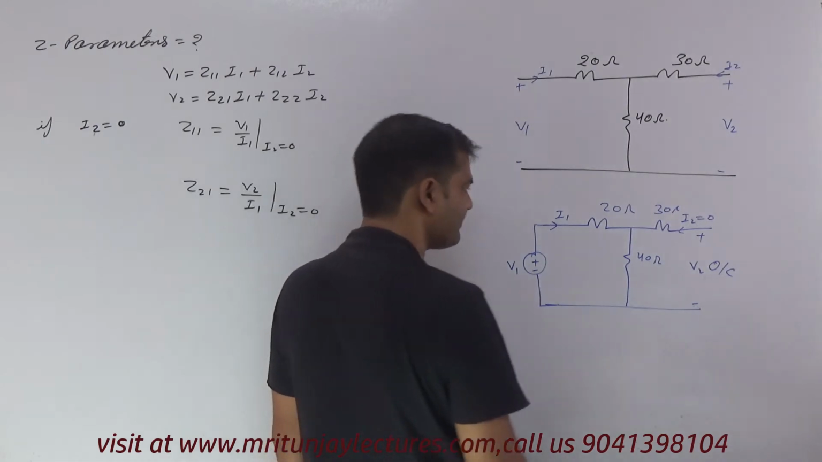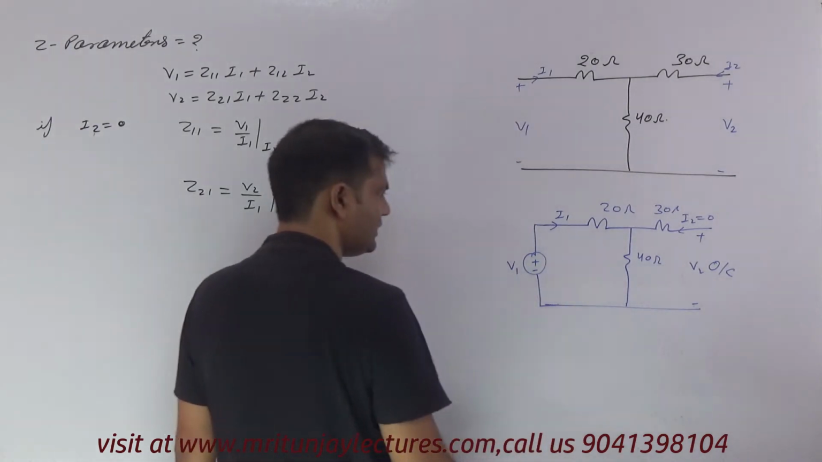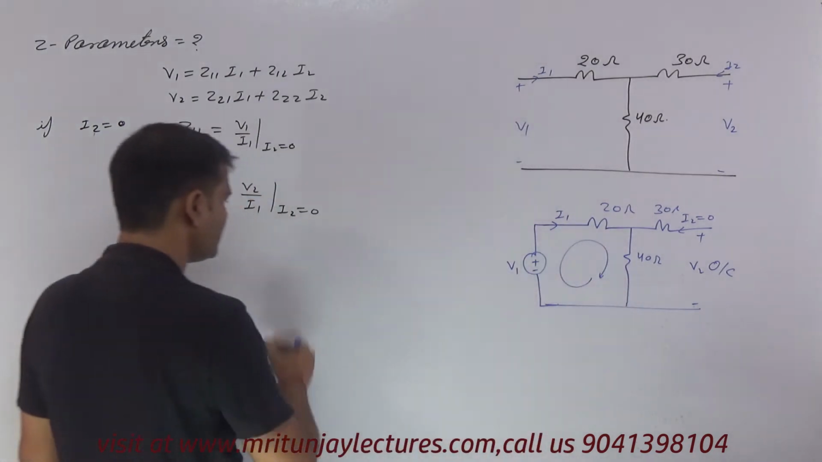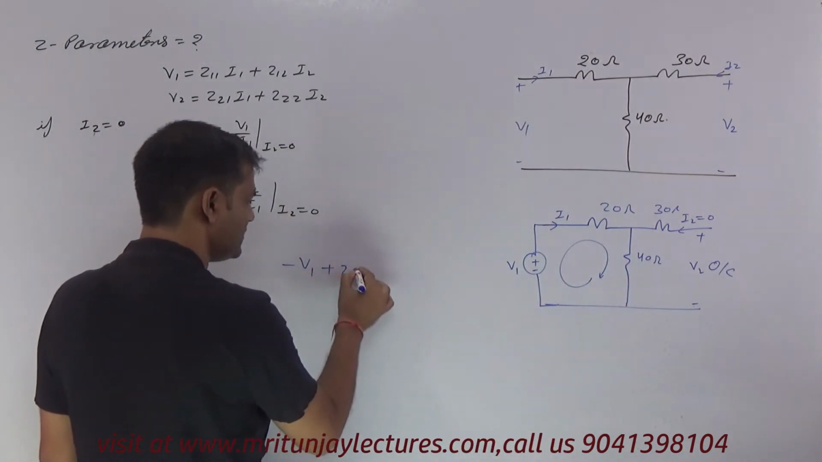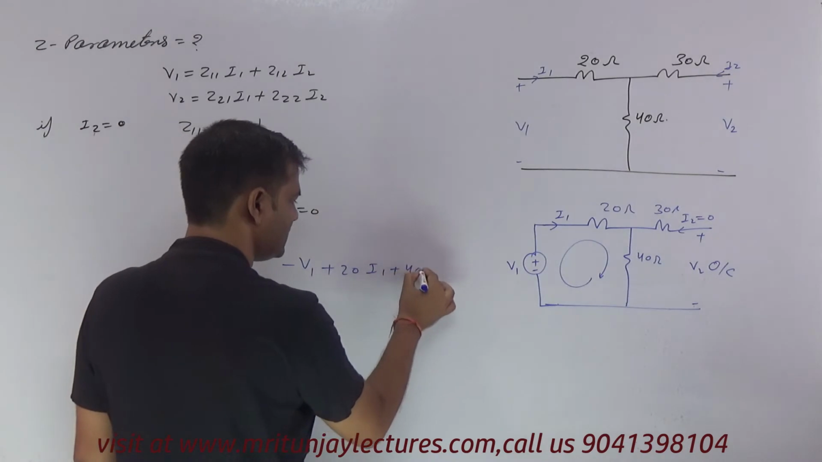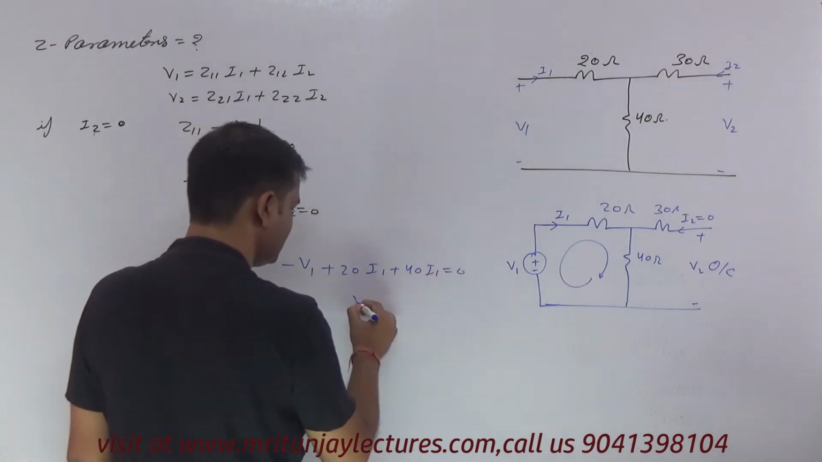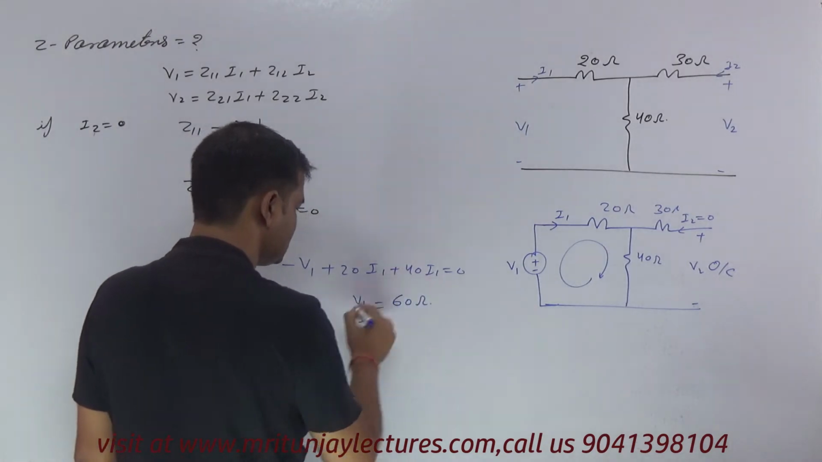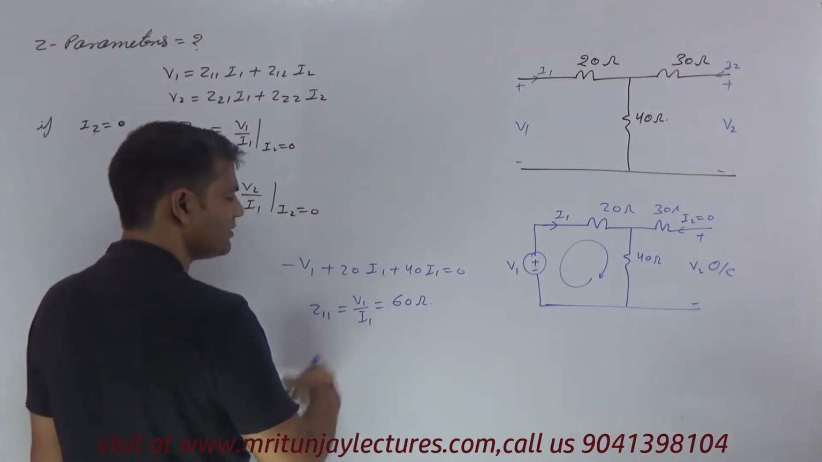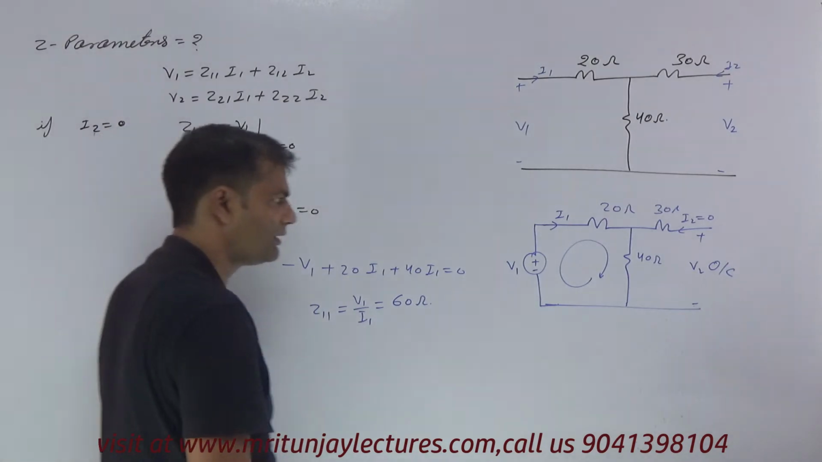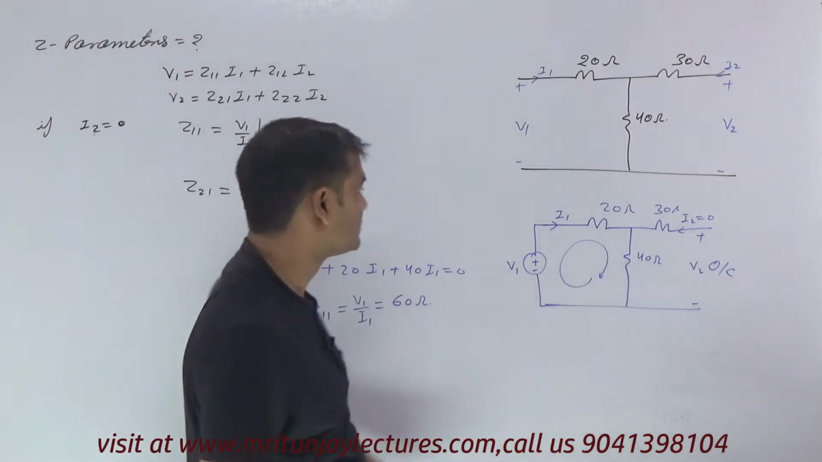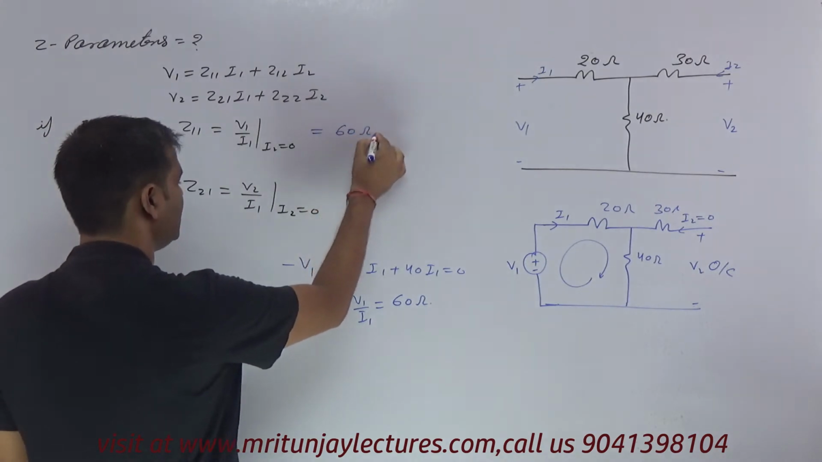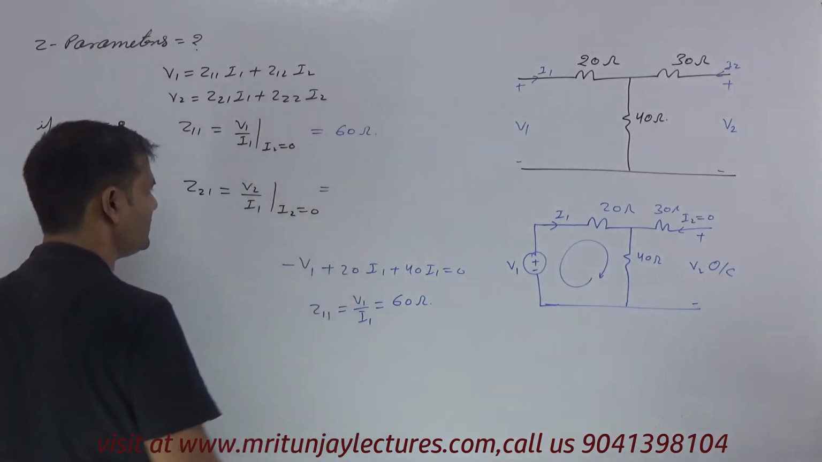Very simple. If you apply KVL in this loop, minus V1 plus 20 I1 plus 40 I1 is equal to 0. So V1 by I1 is written as 60 ohm, that is Z11. If I2 is equal to 0, Z11 is 60 ohm. Clear? Now what about Z21?